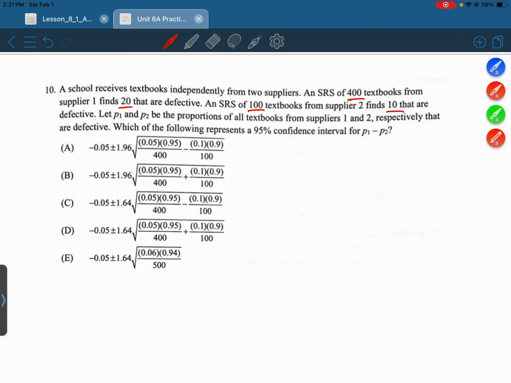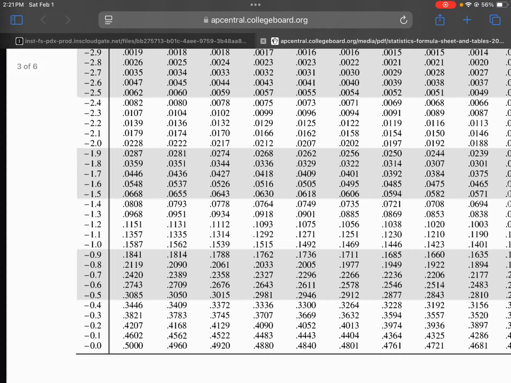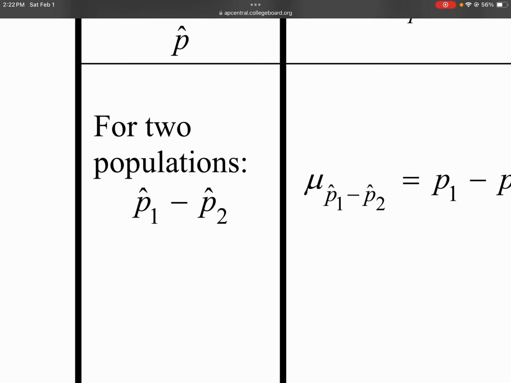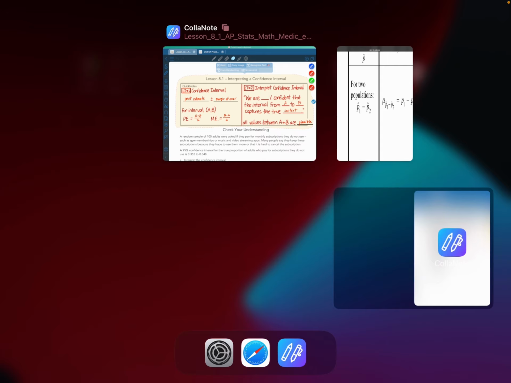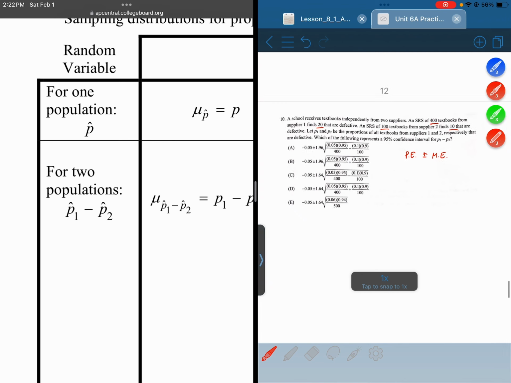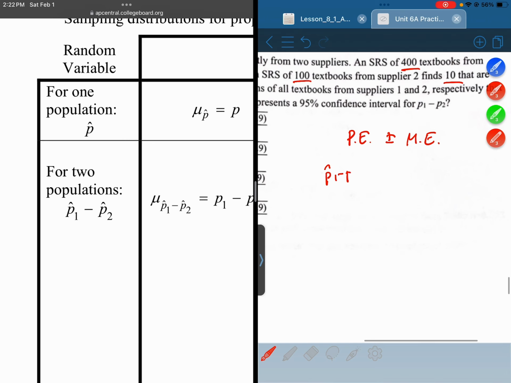All right, so confidence interval, point estimate plus or minus margin of error. In this situation, because we're trying to estimate the difference of two proportions, that's our point estimate right there. It's the difference in the sample proportions. So our point estimate is P hat 1 minus P hat 2, plus or minus.